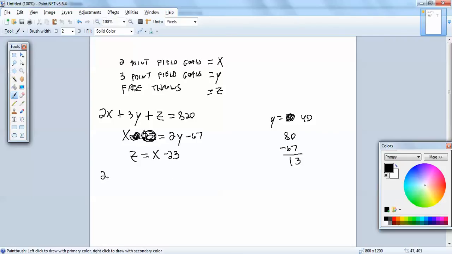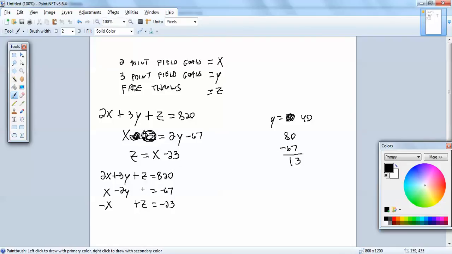Write that a little cleaner. We got 2x plus 3y plus z equals 820. Now, if I take the 2y over on this side, I'm going to have a negative 2y plus x, or x minus 2y is equal to negative 67. If I took this x over here, I'd have negative x plus z is equal to negative 23. We'll know after we solve this if it actually seems to make sense what our answer is.